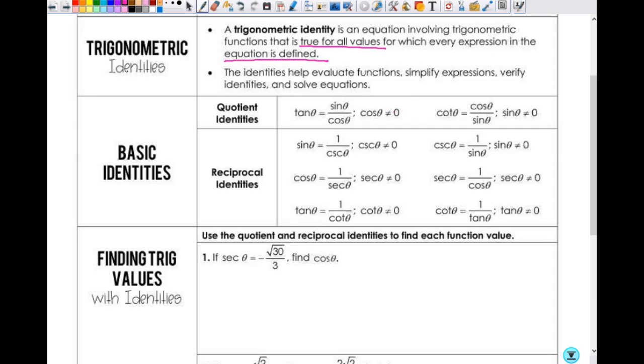These basic ones right here, the quotient and reciprocal identities, you already know. Well, I didn't talk about them as identities, but we know them. You should know that the tangent of theta is sine over cosine, and you should know that cotangent is cosine over sine, and then these are just the reciprocals.